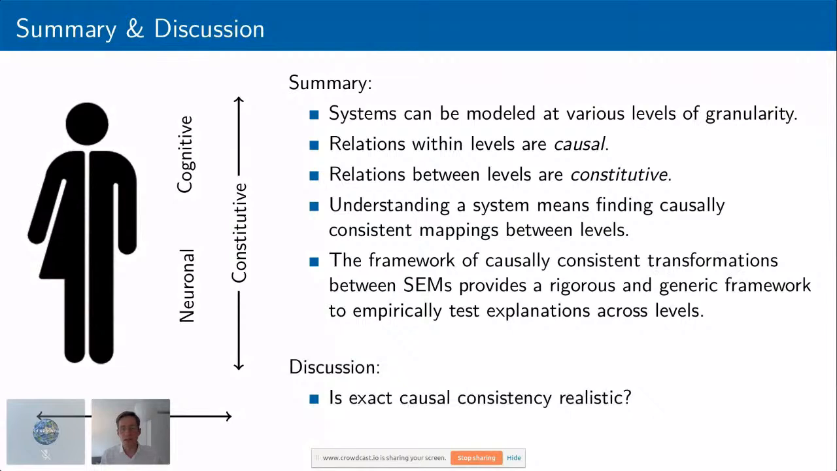So I think we also need some form of approximate causal consistency, such that we can move between levels, but have causal guarantees in the sense that on the macroscopic level, the errors of our causal predictions will be bounded.